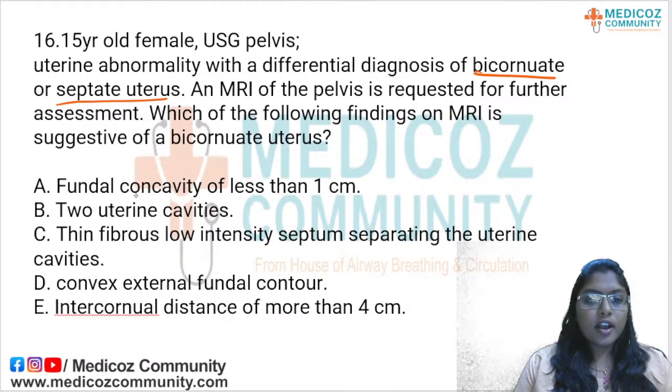The options are A. Fundal concavity of less than 1 cm. Option B. 2 uterine cavities. Option C. Thin fibrous low intensity septum separating the uterine cavities. Option D. Convex external fundal contour. Option E. Intercornual distance of more than 4 cm.